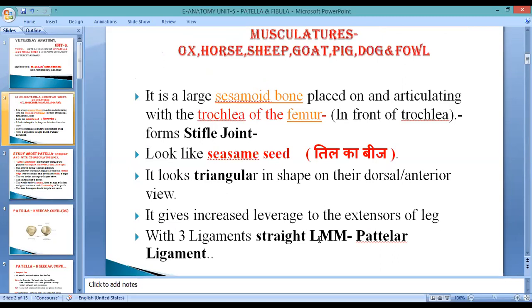These ligaments are a straight lateral ligament, a straight medial ligament, middle ligament, and medial ligament. So that's about 2-3 marks of the patella. If the question will be 5 marks, then you must go through the descriptions.